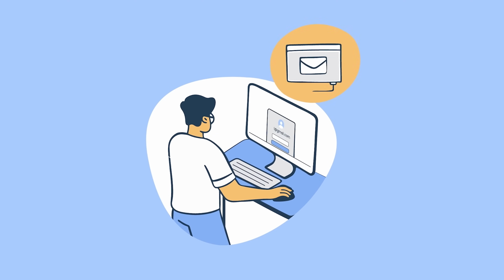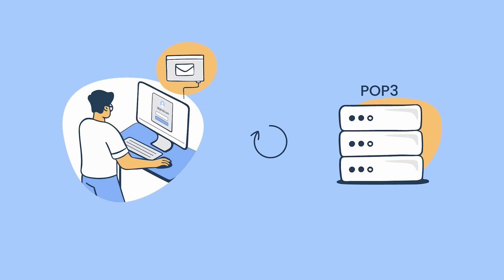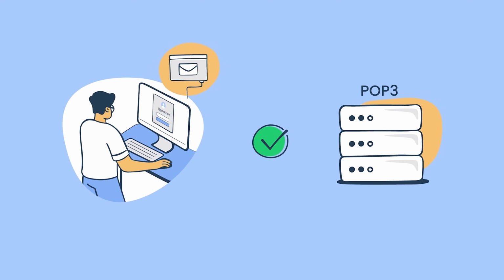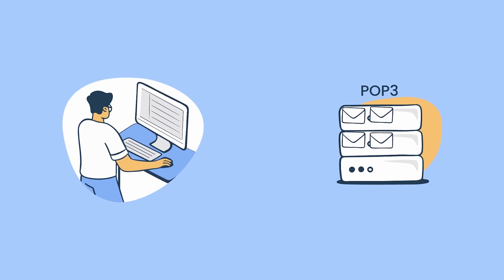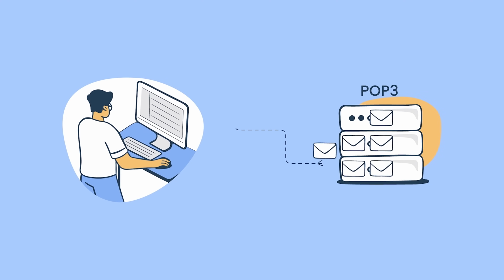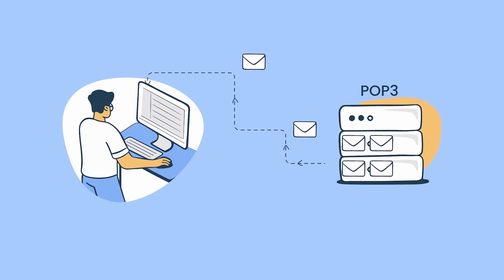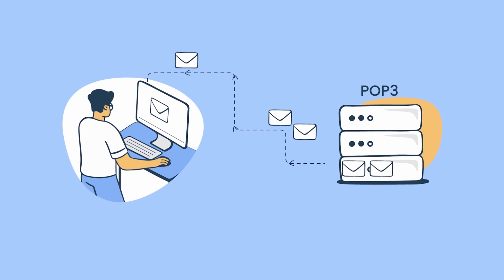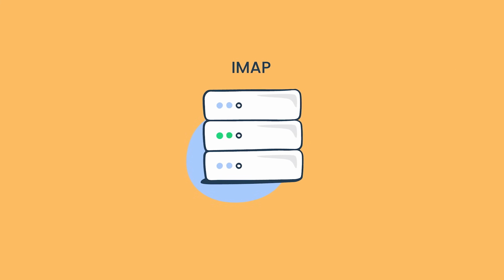POP3, or Post Office Protocol version 3, is a standard for accessing emails. It was designed for situations when internet access is limited. POP3 downloads all the messages from the server and deletes them afterward. Instead of the server, the emails are stored locally on a specific device. This means you can access your emails from one device at a time. For multi-device synchronization, a different protocol called IMAP is used.